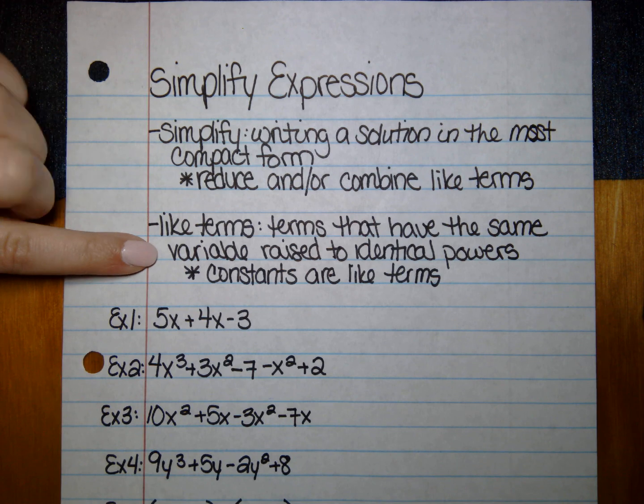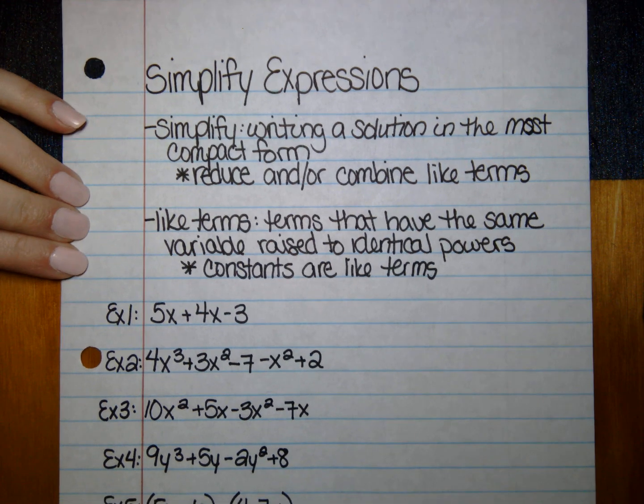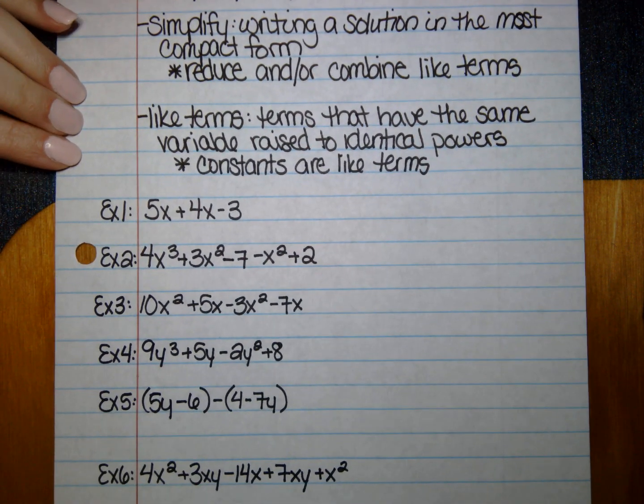But when we talk about variables raised to identical powers, we're talking about x to the third power or x to the eighth power. The power has to be the exact same number on that same variable in order to combine them. So we've got a few examples here to work through.